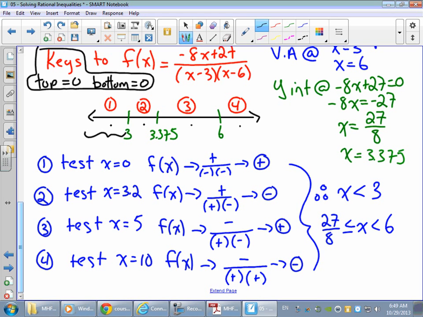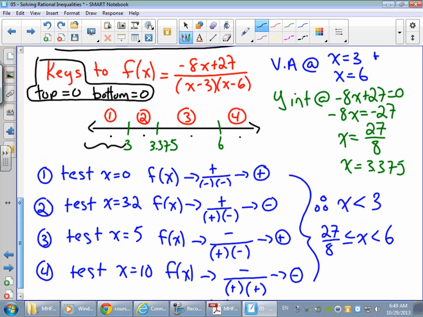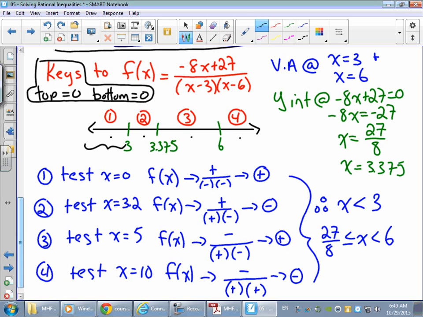The 3 itself, though, we want to remember, was one of the vertical asymptotes. So 3 cannot be involved in my solution. So my answer is x is less than 3. The other positive area is this one down here, and it's between the positive 3.375 and the 6. This number is perfectly legitimate. It gave me a 0 on top. Zeros on top, of course, are fine. So when I write my solution, if you wanted to put 3.375 is less than or equal to x less than 6, that's fine as well. The 6, though, because it's a vertical asymptote, is not part of my solution.